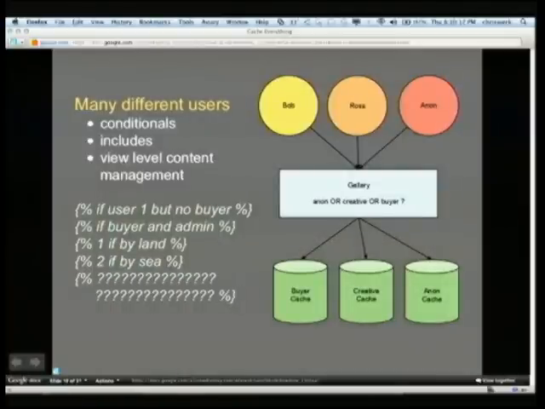So the quick and dirty is you have actually 3 levels of cache depending on who it is. You're still using conditionals, you're still using includes. Now we've moved into the view level, and we're managing content differences at the view level. And we get conditional madness going on down here.